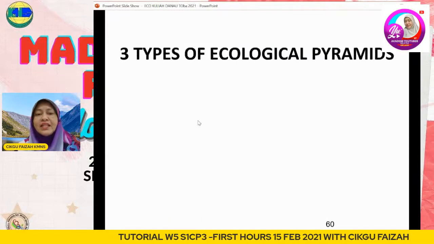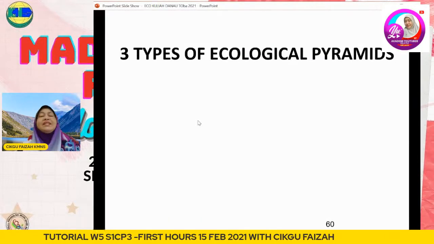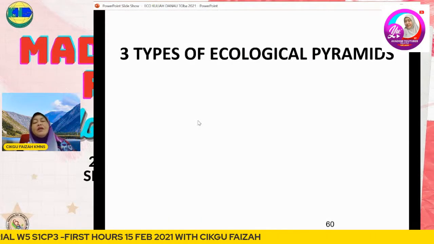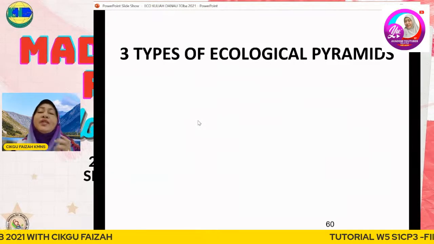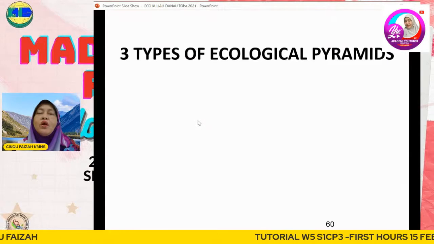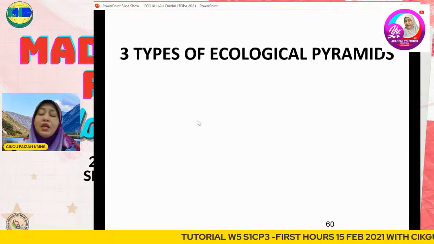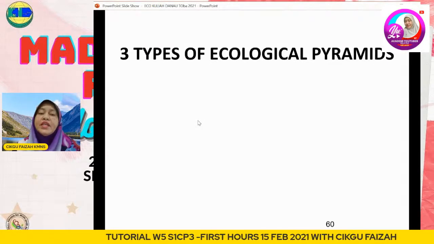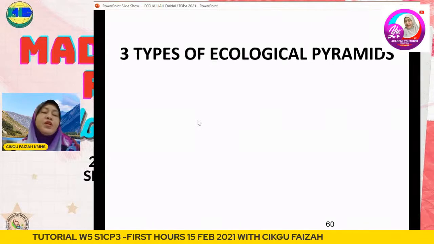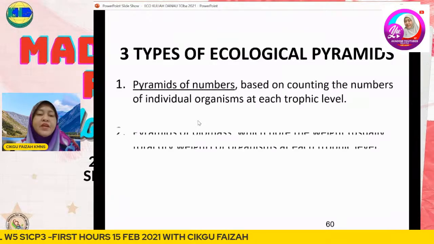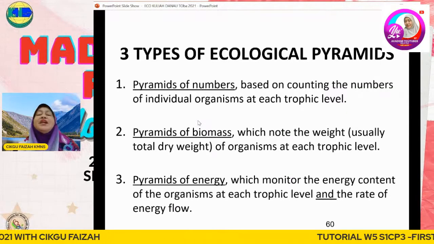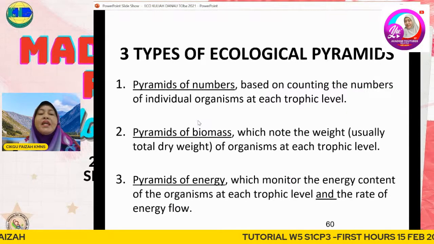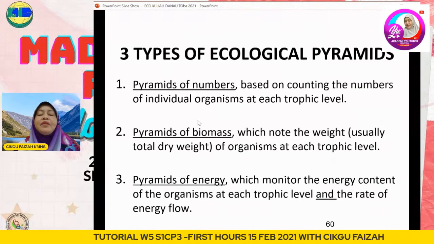Right, so summarize and quantify the structure and function of community. Right, so what are the 3 types of ecological pyramid? Class, please, I repeat again. I have repeated this many times. This is a very popular question for topic 2 for your PSPM 2. The 3 types of ecological pyramid are really popular. So please take note. Make sure you all master these 3 ecological pyramids. So what are the 3 ecological pyramids, class? They are pyramid of number, pyramid of biomass and pyramid of energy.